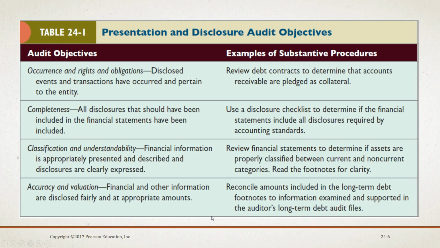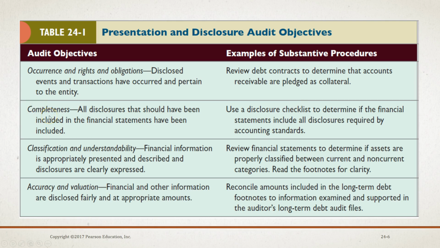And we take a look over here at a couple of examples. So, for example, occurrence and rights and obligations. Has management disclosed events and transactions that have occurred and pertain to the entity? Meaning, how can we determine this as auditors? Let's look at debt contracts to make sure that accounts receivable are pledged as collateral. If that's the case, that little tidbit needs to be disclosed in the financial statements. So what auditors will do is read the contracts.